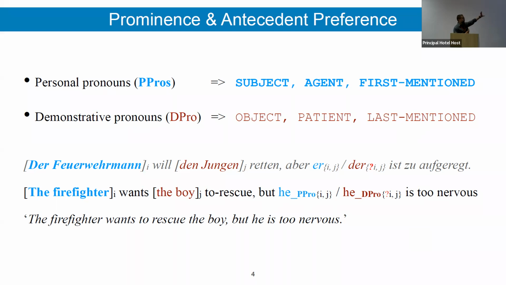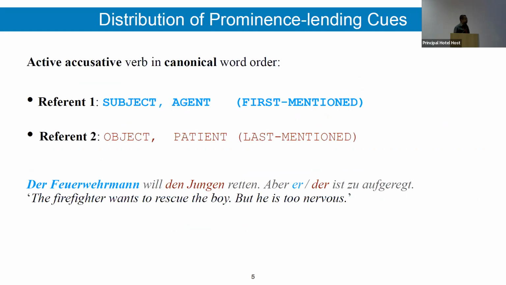The highest prominence cues are with the subject, the first referent, and low prominence cues are with the object. In this case, it's much clearer in terms of the distribution of the prominence-lending cues: the first referent has all the prominence cues, the second referent has low prominence cues. This is an active accusative verb. A verb like rescue is active accusative because it assigns accusative case to the object. And in this case, we get this clear separation.